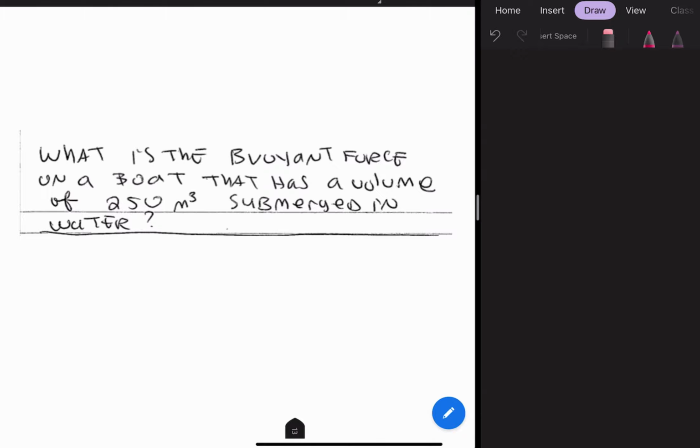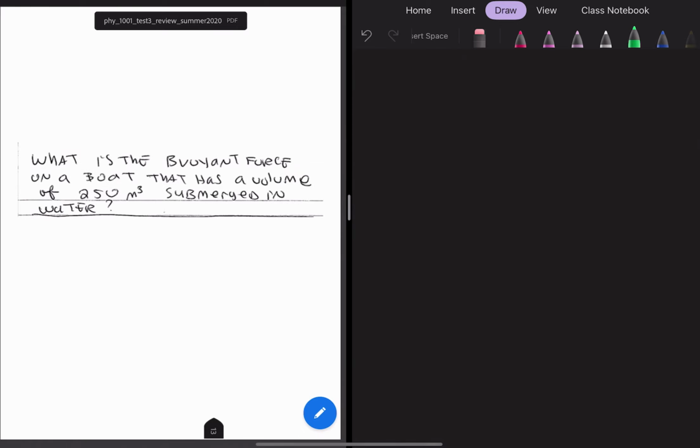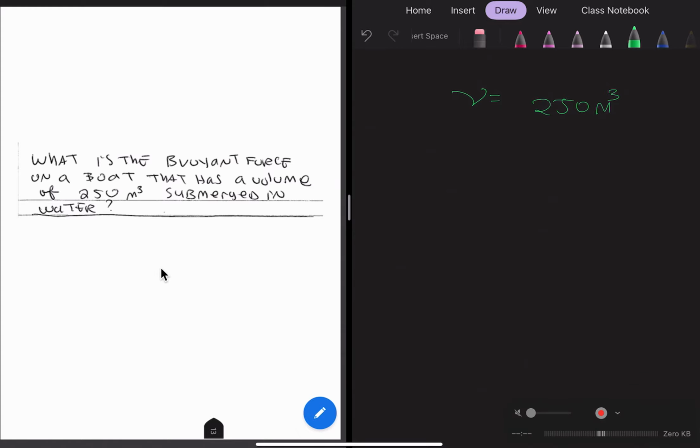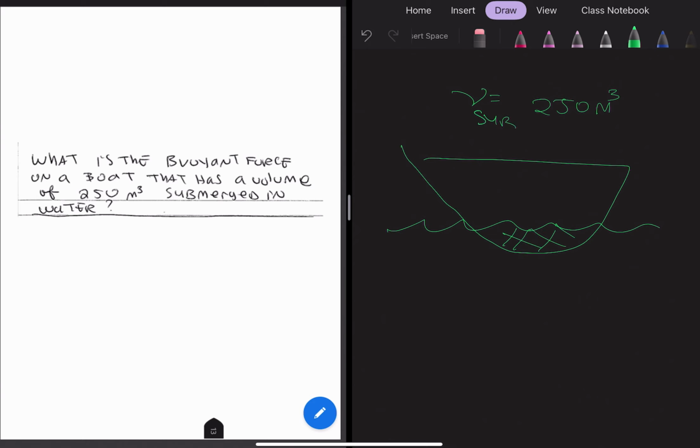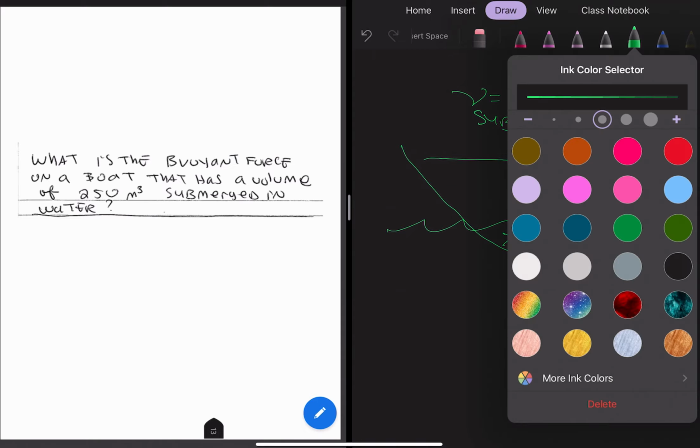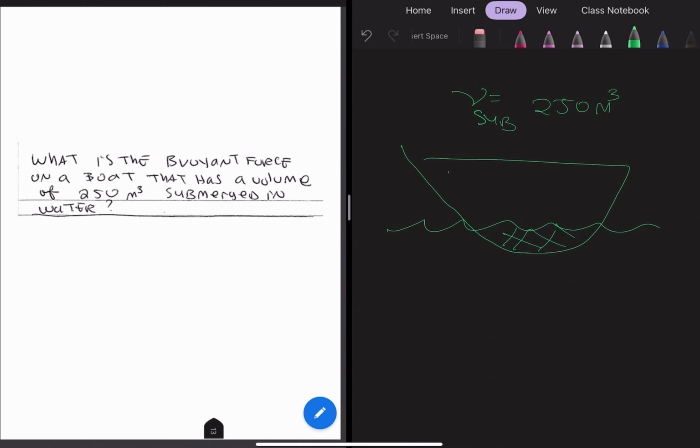Alright, so let's try to do this. There's only one number, 250 cubic meters, so that's a volume. And let's see what's happening. So this is water. You have a boat, and part of the boat is underneath the water. So this is the part of the boat underneath the water, and that's the volume submerged. And that's what the buoyant force is gonna be defined by.